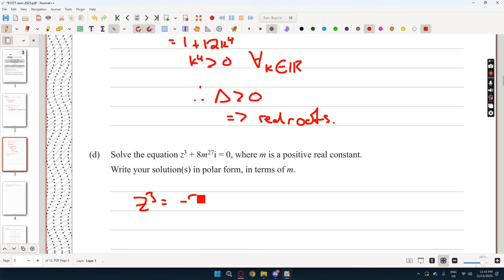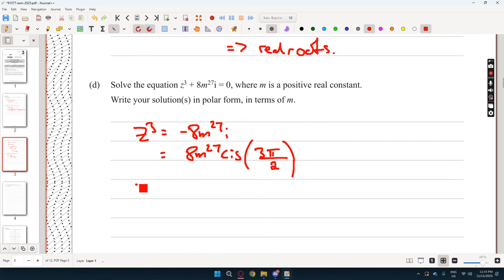Solve this. Oh my god, what the fuck? Z cubed equals minus 8i, which is the same as saying 8 cis 3 pi on 2. It's going to be 3/4 of 2 pi. So 3 pi on 2.